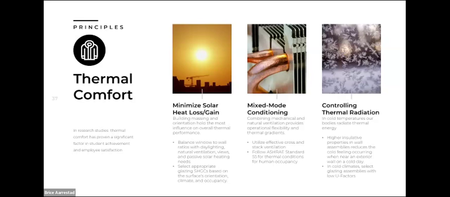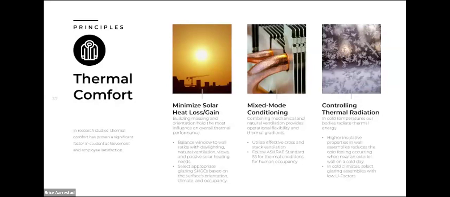And then selecting appropriate solar heat gain coefficients or SHGCs on your glass based on the surface's orientation, the climate, the occupancy. SHGC is just a measure of how much heat is coming in through your glazing assembly.